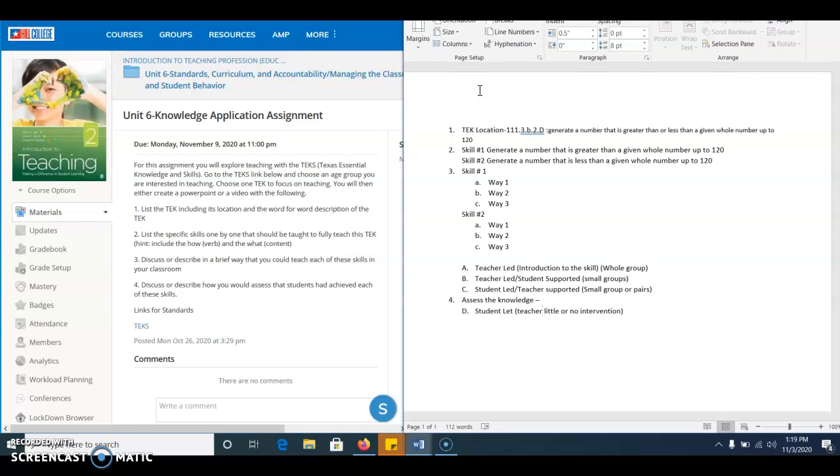It doesn't necessarily have to be a formal test, quiz, or assessment. It could be, we're going to sit in small groups, they're going to answer one at a time, and I'm going to say, yes, they know it.